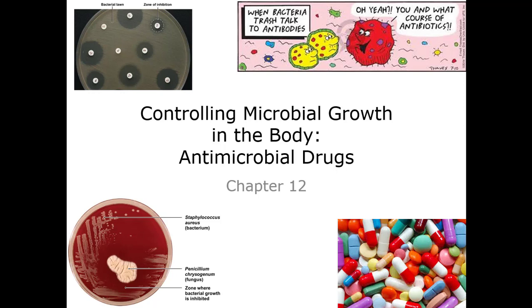So in chapter 11, we looked at different ways that we can inhibit or kill microorganisms from growing, generally on the surface of things, whether on tabletops, on counters, whatever. It's inhibiting microbial growth on the surface. Chapter 12 is all about inhibiting microbial growth, but now in the body. So it's the different drugs that can be taken to inhibit microbes from growing.